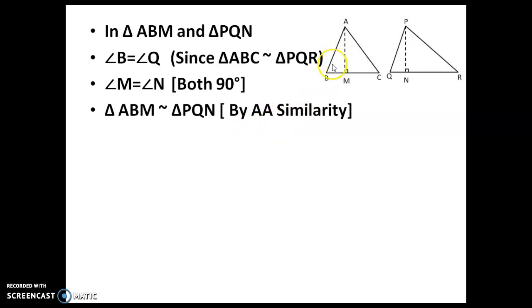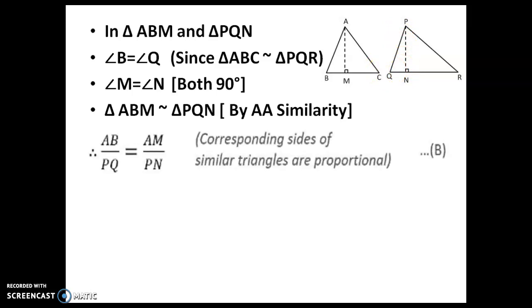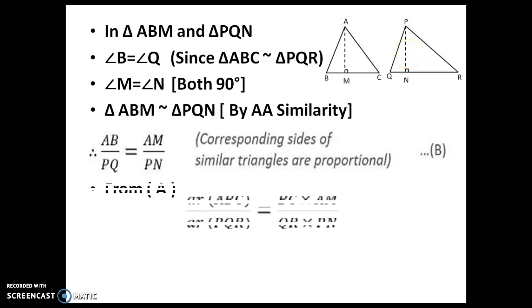Which triangle means this first half triangle, this triangle and this half triangle. Okay. So these two triangles are similar. So if they are similar, we can write the sides are proportional. Okay. So AB by PQ, so this side, AB by PQ and AM by PN. So these two sides are proportional, we are writing.